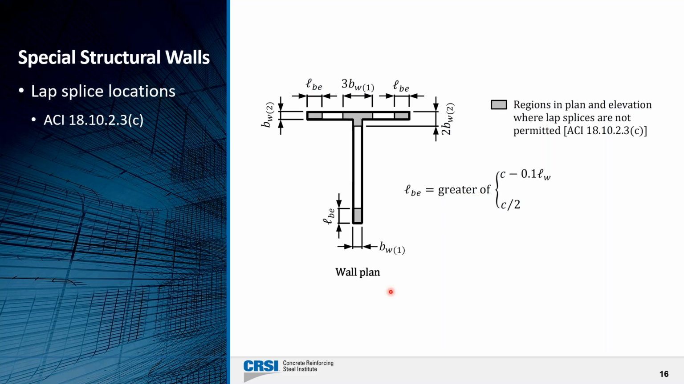That L sub BE is the length of the confined zone, the boundary element at the ends of the wall where we expect very large compressive forces. So that applies in both directions. And then we also have this junction where we have our T section where they're not permitted as well. So in any of those gray areas, in elevation and in plan, lap splices are not permitted.